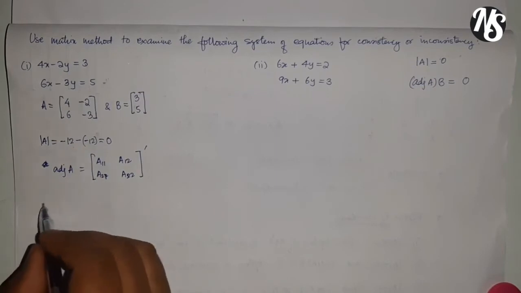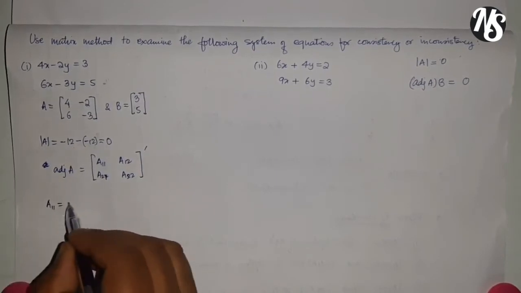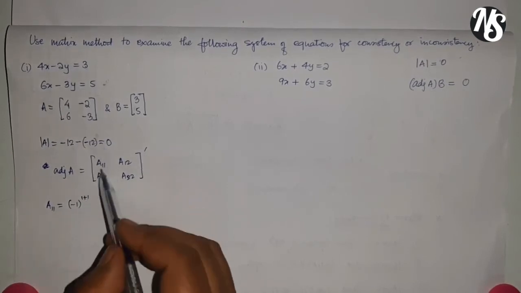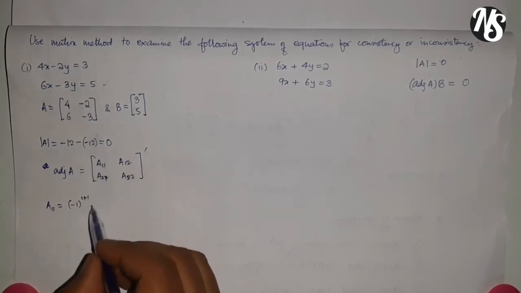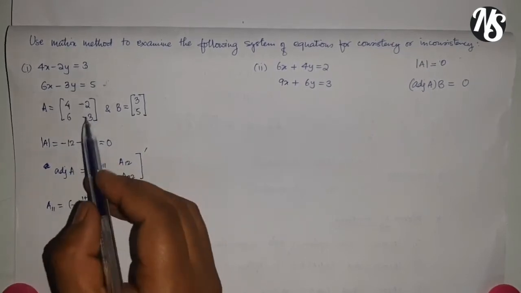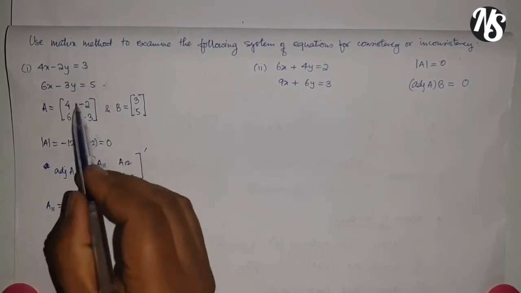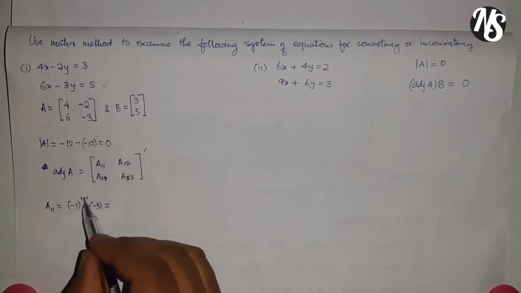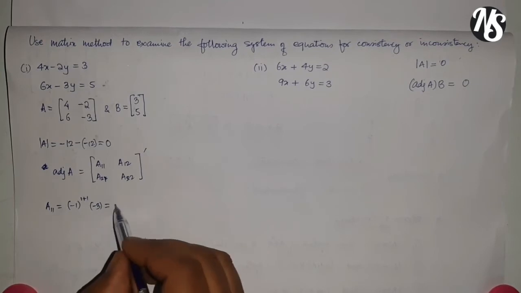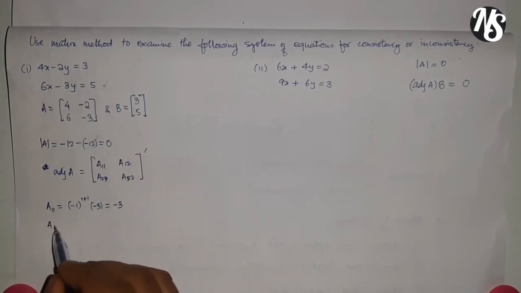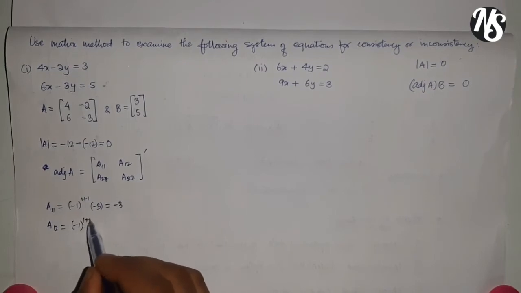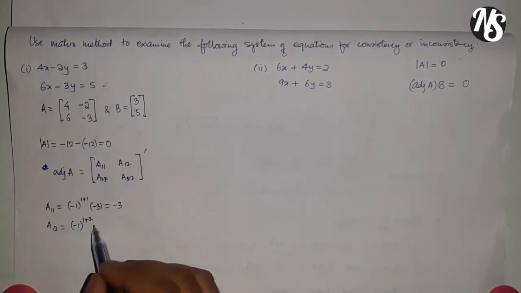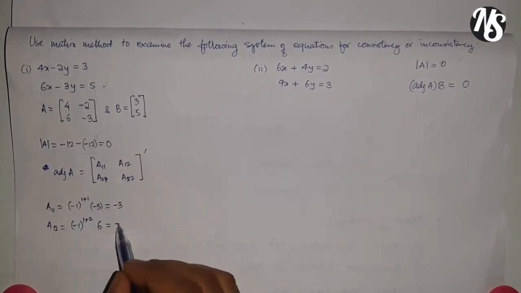So first let's find what is A11. A11 is minus 1 to the power i plus j, that is 1 plus 1, into minor. Now what is the minor of A11? Minor of A11 is minus 3, isn't it? Yes, so remove first row and first column, whatever element is left, that's my minor. Minus 1 to the power 2 is 1 only, so it becomes minus 3. So let's find A12. Minus 1 to the power 1 plus 2. A12 means first row, second column. So the minor is 6, right? So it becomes 6 here, so it is minus 6.